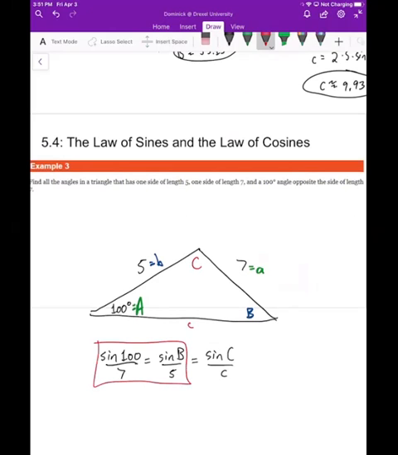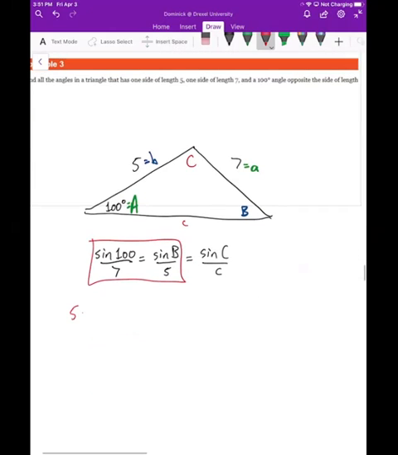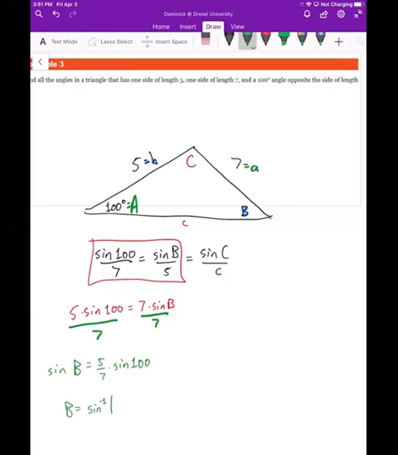So first, again, we'll focus on these two, and we'll find that 5 times sine of 100, once we cross multiply, is 7 times sine of B. Then we can divide each side by 7, and we'll get that sine of B is 5 over 7 times sine of 100. Now I want to take the inverse sine of both sides, and we get that B is inverse sine of 5 over 7 times sine of 100.